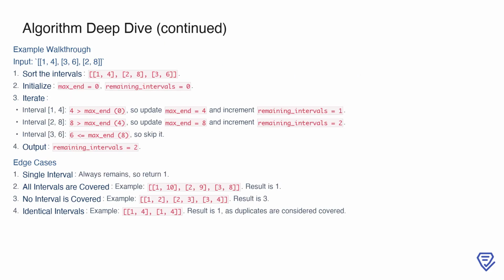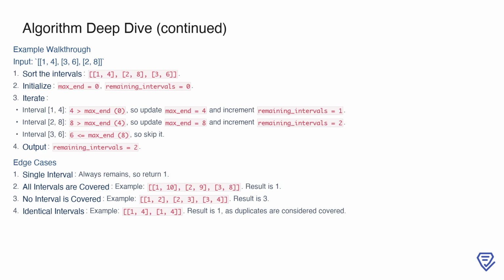Let's go through an example to solidify the concept. Suppose the input is [1, 4], [3, 6], [2, 8]. First, we sort the intervals by their starting points, and for intervals with the same start, by their ending points in descending order. This gives us the sorted list [1, 4], [2, 8], [3, 6].